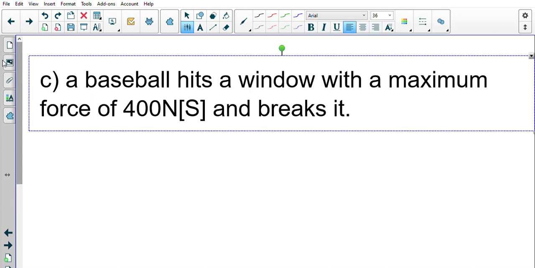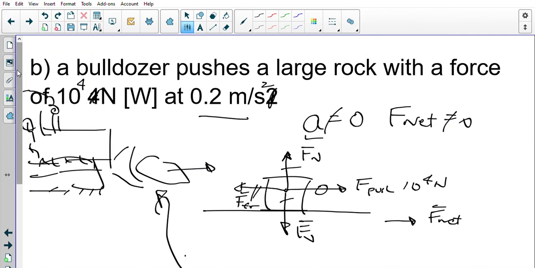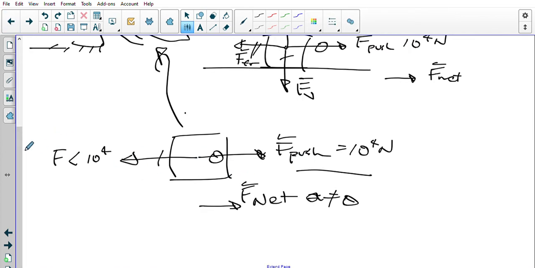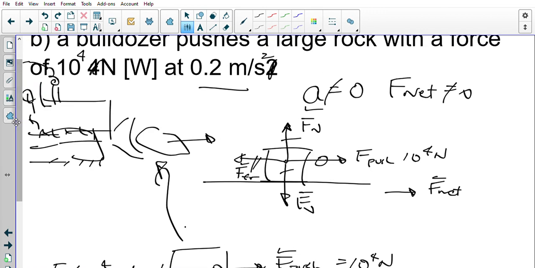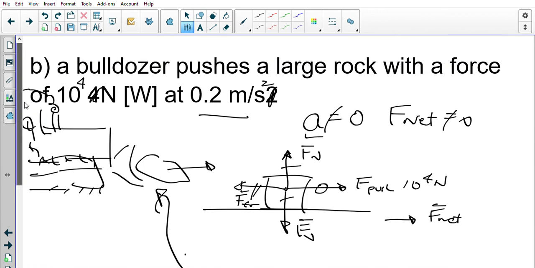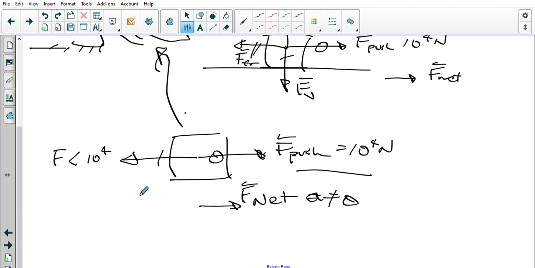All right. A baseball hits a window with a maximum force of 400 newtons south and breaks it. Actually, sorry, we should go back to this one. So we are pushing in which direction? West, and so there would be a reactive force that is east. I got the drawing backwards, but the reactive force would be east, not the net force, but the reactive force.